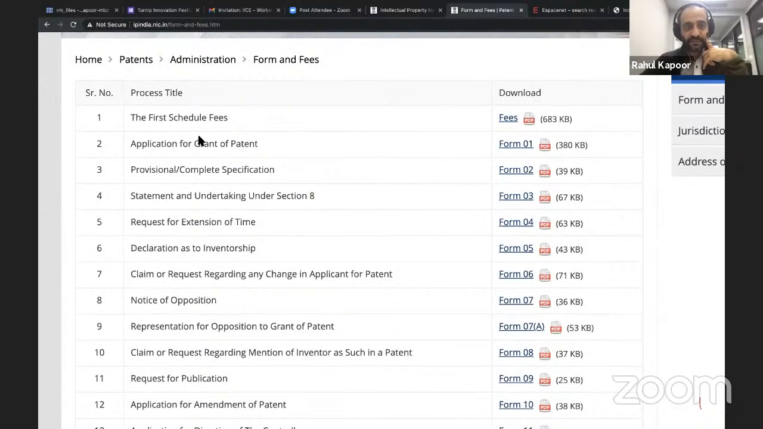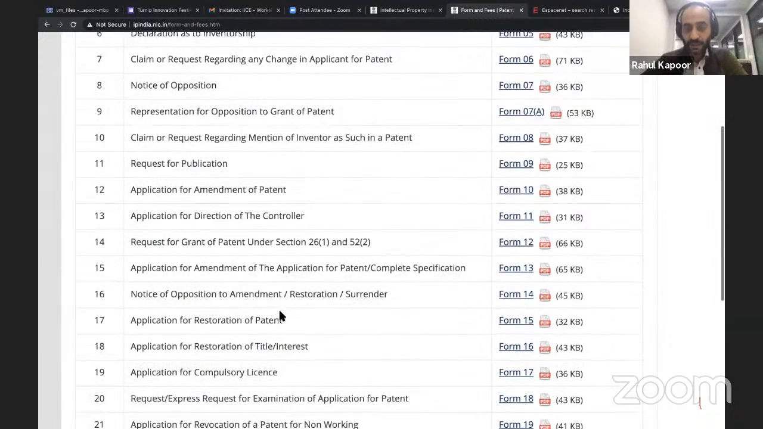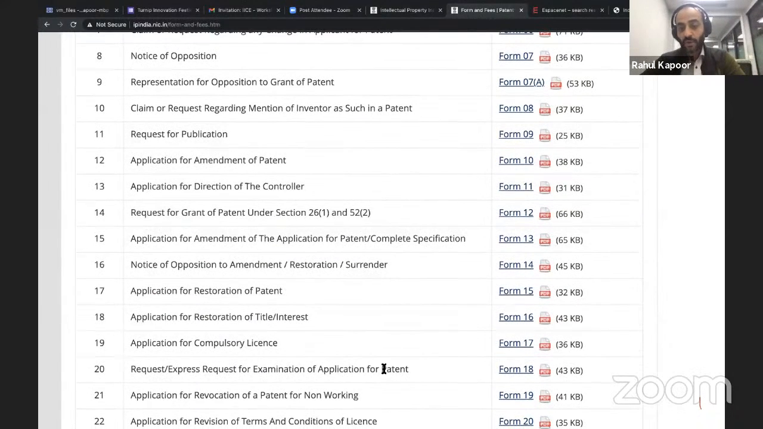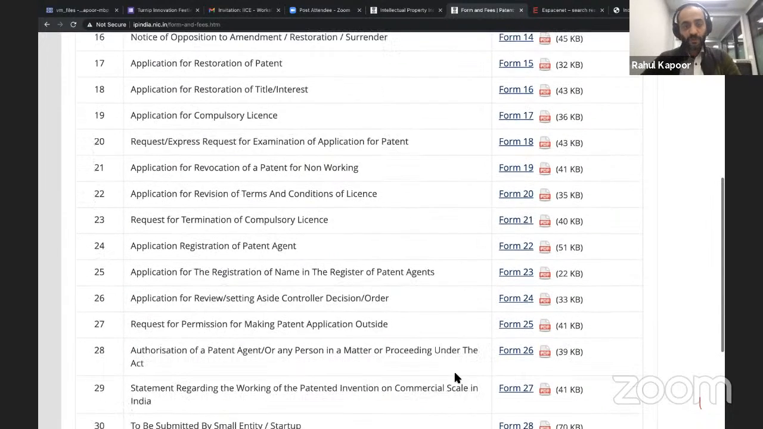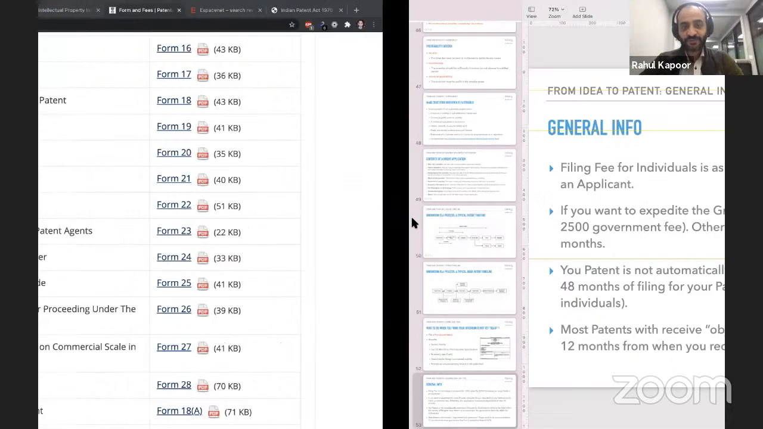And with the forms, you have to pay the fees, like 1,600 for the filing, form 2, 2,500 rupees for form 9, if you want early publication. And form 18, it will be 4,000 rupees, the request for examination for individuals. So that means 5 times more, 20,000, for the universities. So folks, this is it. Basically, this is all you really need to know to file Indian patents.